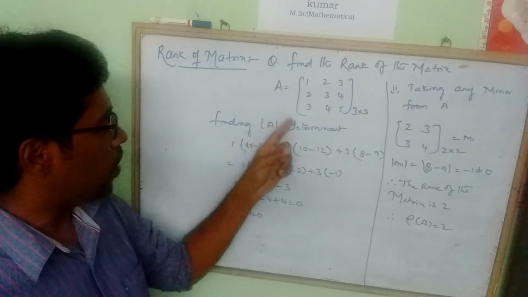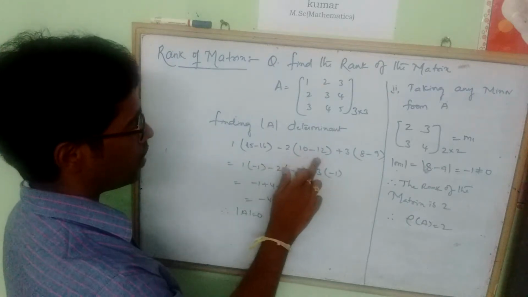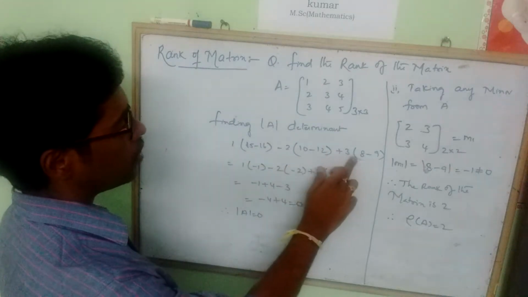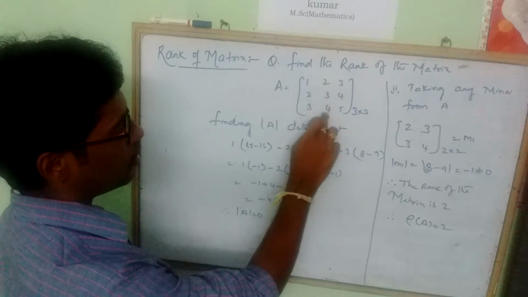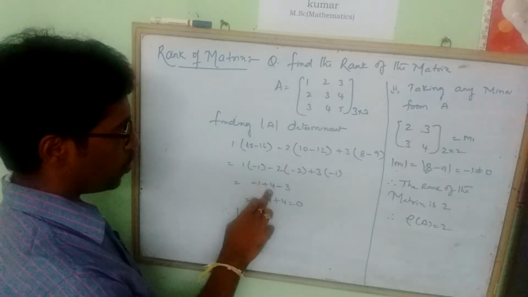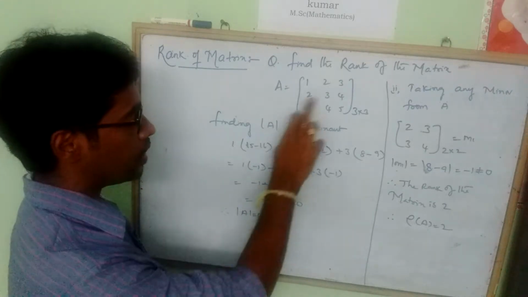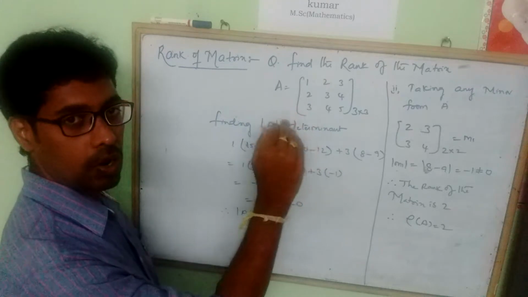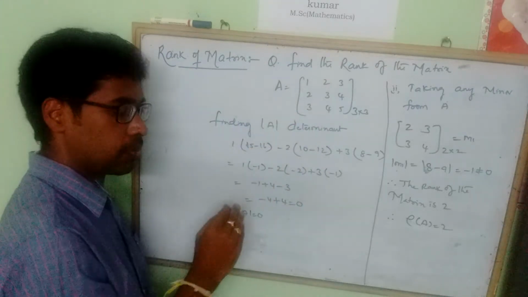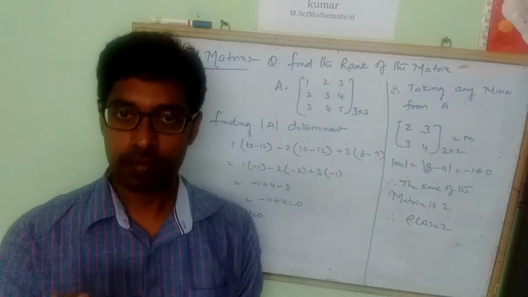What do we get? 1 into (15 minus 16), minus 2 into (10 minus 12), plus 3 into (8 minus 9). After simplifying, we get minus 1 plus 4 minus 3. We get minus 4 plus 4, which is nothing but 0. Therefore, for the given 3 by 3 order matrix, the determinant is 0. Therefore, the rank of the given matrix is not 3.